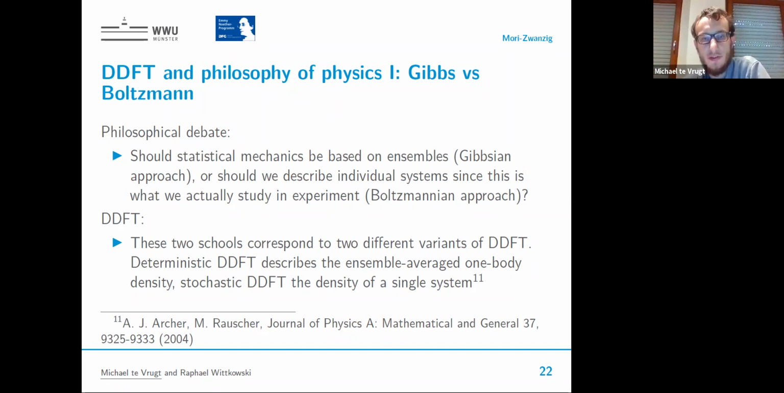And in DDFT, as pointed out in this article here, there are two different schools, which I've mentioned before, the deterministic and the stochastic one. In some sense, the deterministic DDFT describes the ensemble average of the one-body density. This is why it doesn't have fluctuations. And stochastic DDFT describes the density of a single system. And so these two schools here just correspond to two different variants of DDFT. And therefore, of course, since this relation is well studied in DDFT, it can also give you insight on this more general debate of the Gibbsian versus the Boltzmannian school.